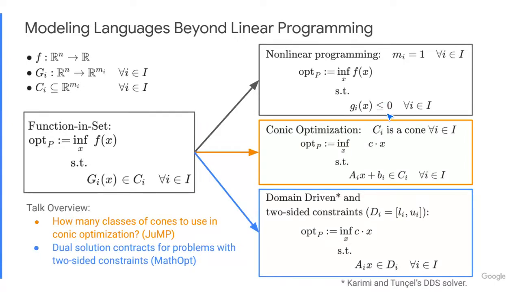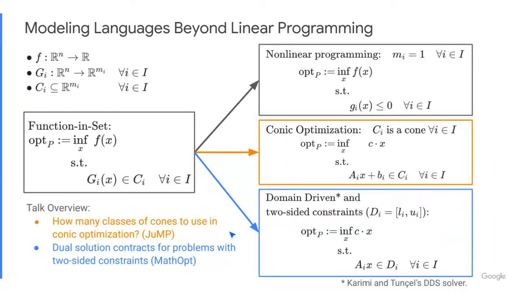So for instance, if the set is the non-positive orthant and the functions are univariate, we recover the traditional nonlinear programming approach. If the functions are affine and the sets are cones, we recover the paradigm of conic optimization. But we could also have things like linear functions subject to sets that are convex, but not necessarily conic. So one of the things that I'm going to discuss is sets that are bounded and things like intervals, because that allows you to write down things like two-sided linear inequalities. Basically, it's around conic optimization and these two-sided linear inequalities that I'm going to discuss some things.